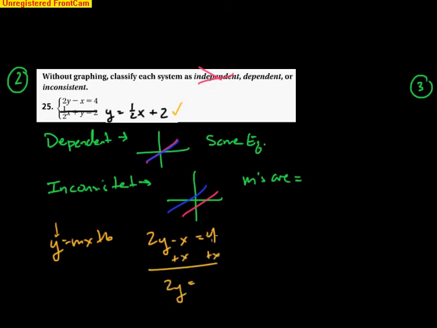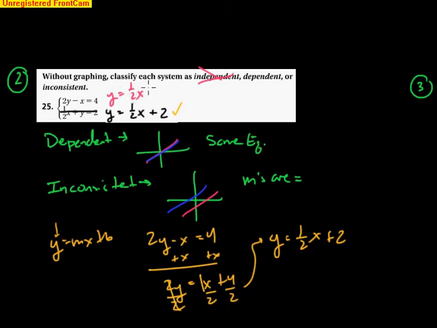2y equals, put the x first, x plus 4. And then we'll divide by 2. And I'll do it all 3 places. Y equals, the x has a 1 in front of it, so this is now a 1/2 x, and the positive 4 becomes positive 2. And this is the top equation, and I will write it right up here. Y equals 1/2 x plus 2.